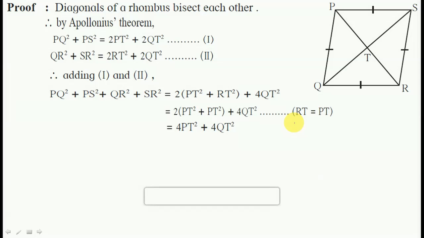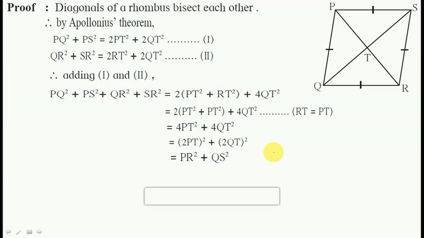Now 4PT square we can write as 2PT whole square, and 4QT square as 2QT whole square. 2PT means PR, because PT equal to TR. Therefore, we write PR square plus, since 2QT means QS, QS square.